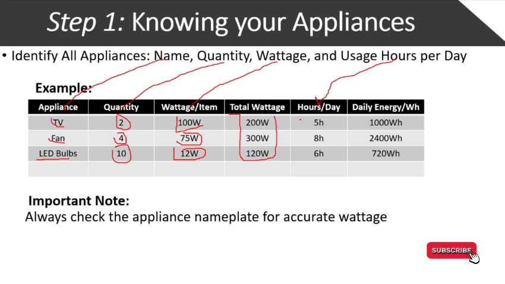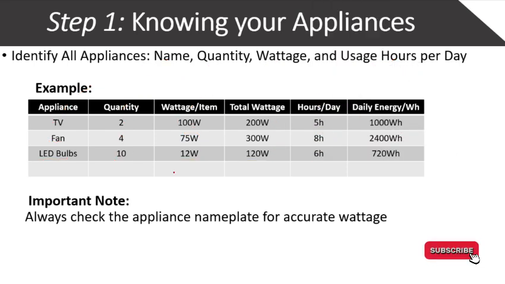So the next thing is how many hours these appliances are run. As you can see, the television runs for 5 hours, the fans run for 8 hours in a day, and the LED bulbs run for 6 hours.